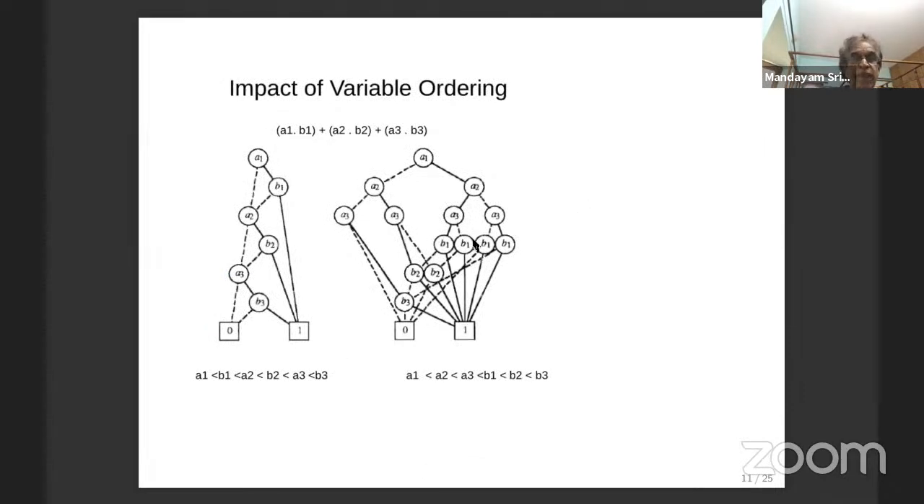So here is an example. This is a function which just does what is shown here. It just checks if one of them is true. If you choose the ordering A1 less than B1, A2 less than B2, A3 less than B3, you'll get a very compact BDD. But if you intermingle these variables, then it explodes.